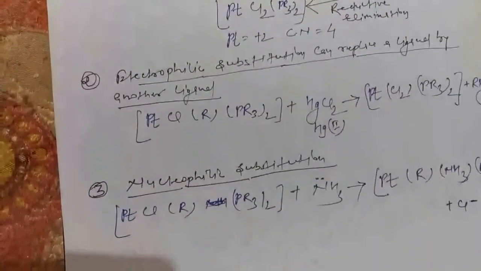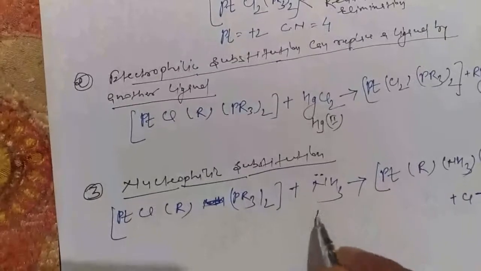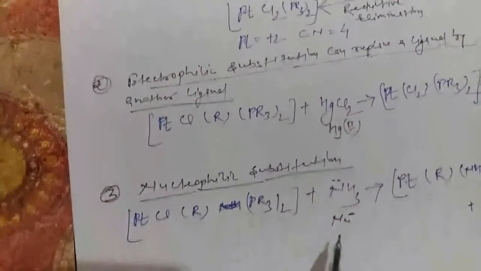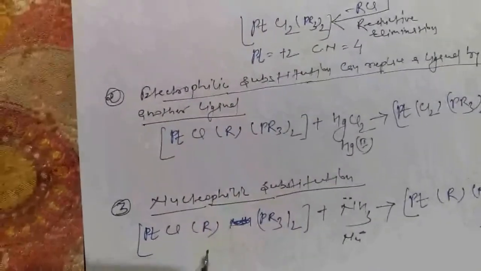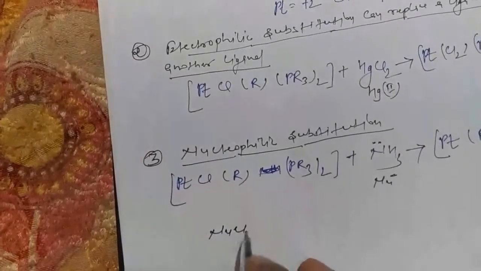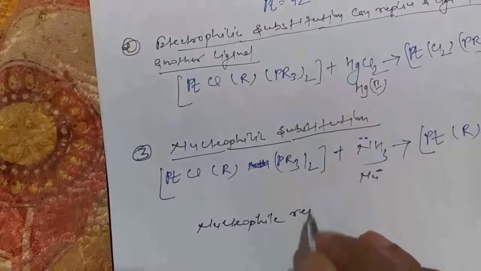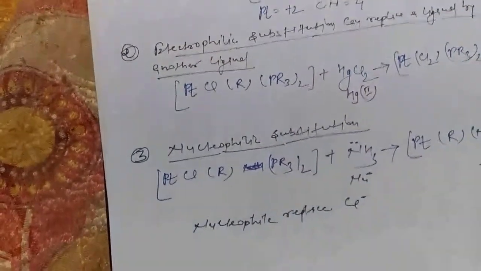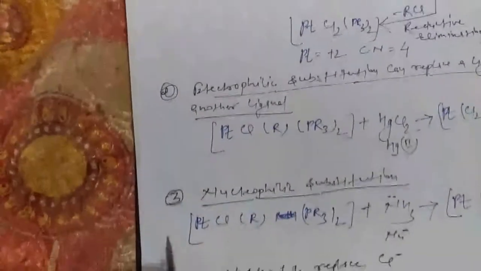So here you can see that the nucleophile is ammonia. This is the nucleophile, and this nucleophile NH3 replaces chloride ion. Nucleophile replaces chloride ion. We can take one more example. This is example number 1.